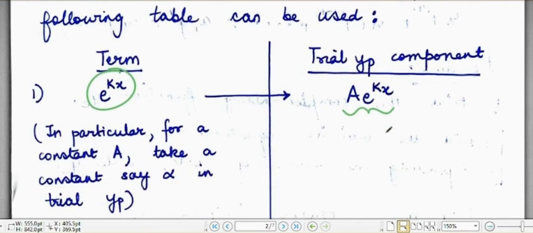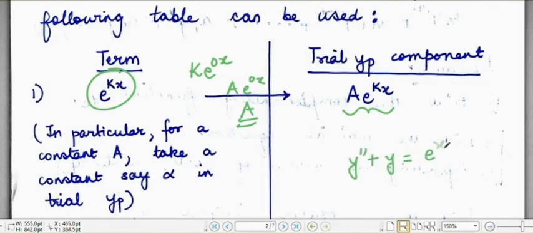Now this in particular obviously covers the constants also, because if you have just a constant on the right hand side, let's say k, then you can think of k as k e to power 0x, and hence try a e to power 0x, or just simply a as your trial yp. So if the right hand side is just a constant, you can guess your trial yp to be a constant itself. So that comes as a particular case of e to power kx. So for example, suppose the question is y double dash plus y equal to e to power x.